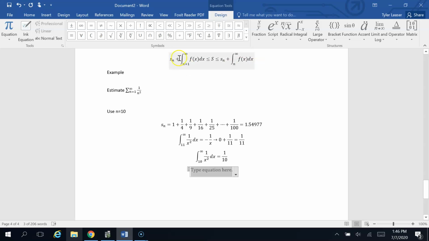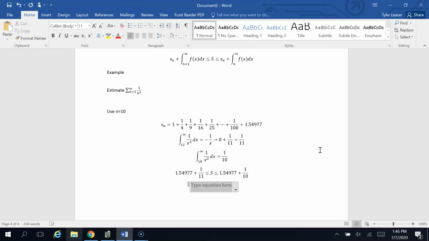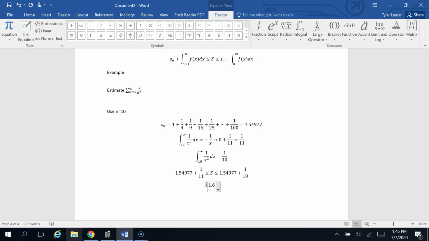Then if we plug all of that into this inequality, it's going to be the partial sum of the first 10 terms, 1.54977 from here, plus the integral from 11 to infinity, which is 1 over 11. That's going to be less than or equal to whatever the actual sum is, which we don't know. And then that 1.54977 plus 1/10. All right, I went ahead and found these for us. That's going to be 1.64068 is less than or equal to the actual sum is less than or equal to 1.64977, I think.